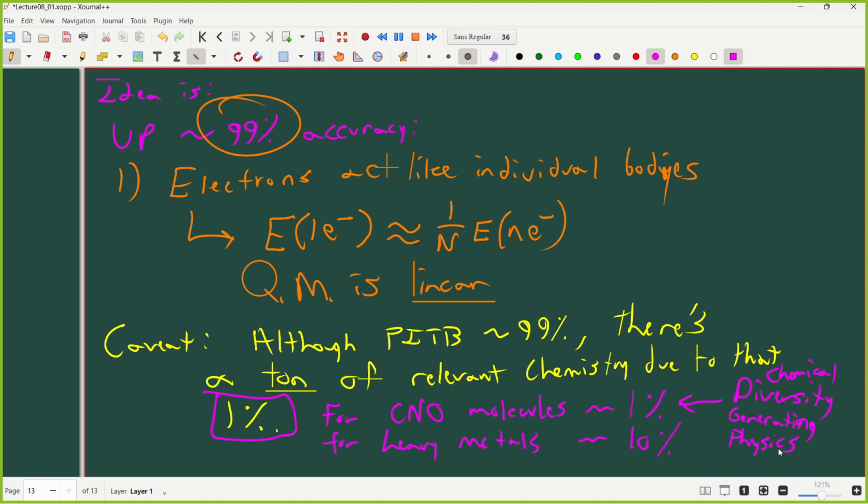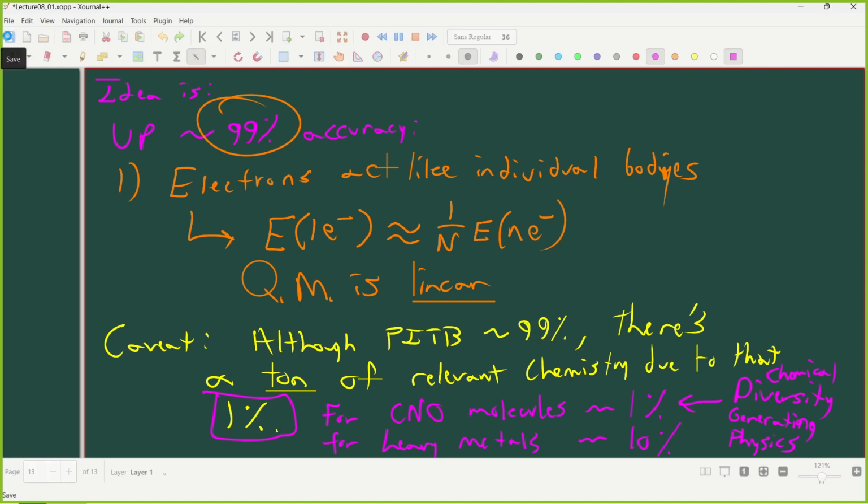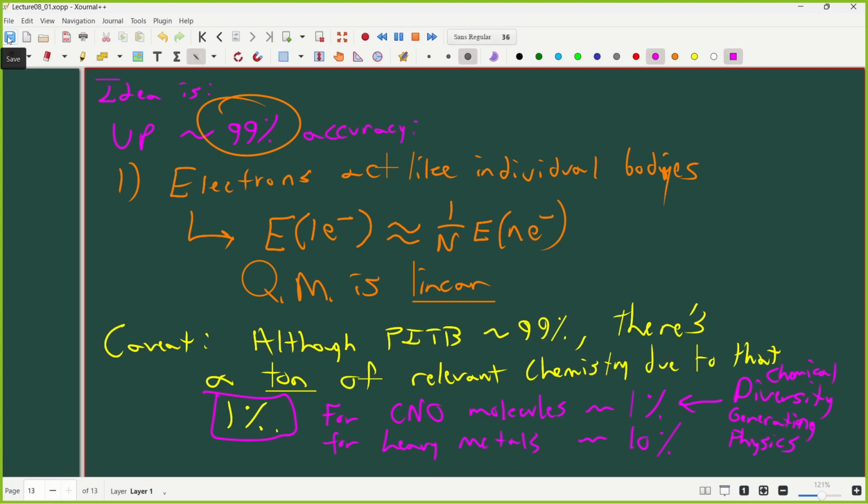Okay. So that's what I have to say about this part of the particle in the box. All right, the idea is that it's a perfectly good model. It gets us almost the way there, but all of the interesting parts of chemistry are left for us to figure out later.